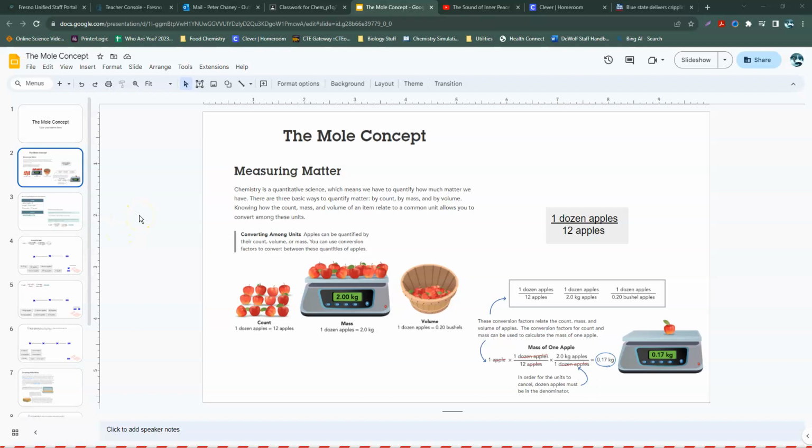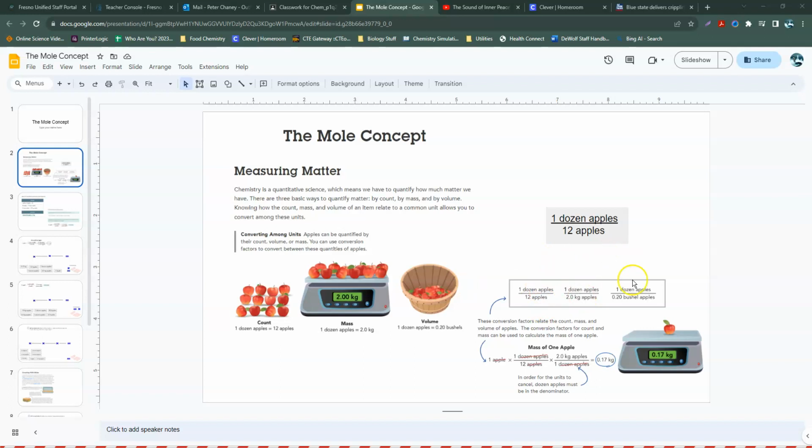Okay, so for the informational slides, here we go. This is kind of like the micro lecture part. So measuring matter in chemistry, in science, the 3 basic ways to quantify it: count, mass, and volume. So count's easy, 1, 2, 3, 4, 5, all the way up to 12. We know that 12 equals 1 dozen. 1 dozen apples is 12 apples. When we put 12 apples onto a scale, which is 1 dozen, we know that weighs about 2.00 kilograms. And then when we're talking about volume, taking up space, 0.20 bushels.